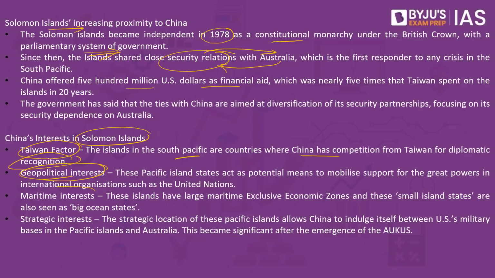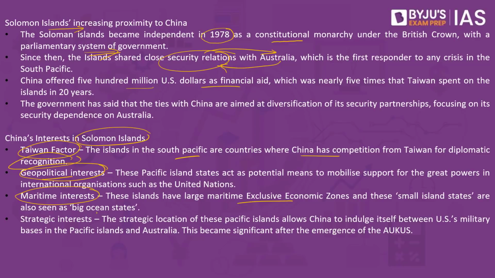The third is in terms of the maritime interest. What do we mean by maritime interest? These countries also have a lot of resources and fishing activities. The Solomon Islands have a large maritime exclusive economic zone. They also have fishing activity, a lot of timber, and a lot of minerals as well, which is why China is enticed towards Solomon Islands.